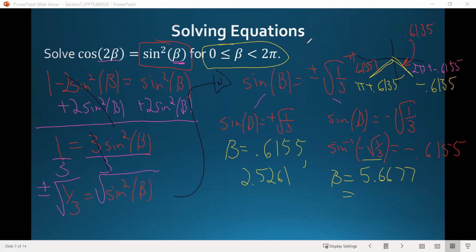And when we do that, I believe we get 3.7571. Okay. And so those are our four answers in this case: 0.6155, 2.5261, 5.6677, and 3.7571. Okay. Awesome.